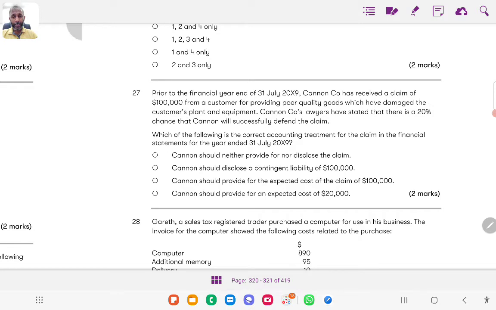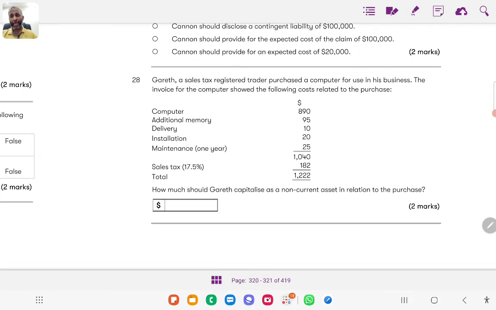And very clearly there is a legal obligation, as you have given an invoice and supplied goods, and there is an undertaking between both parties. Thirdly, there is a reliable estimate. You know exactly the estimate of the provision, which is 100,000. So the answer should be that Canon should provide for the expected cost of the claim, 100,000. Option number 3.